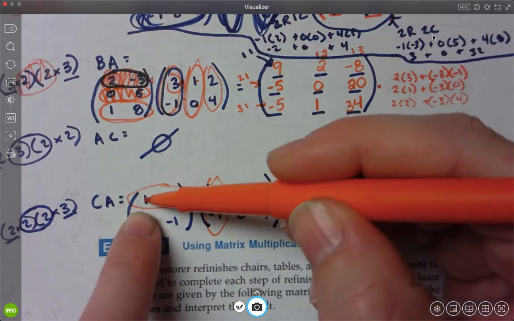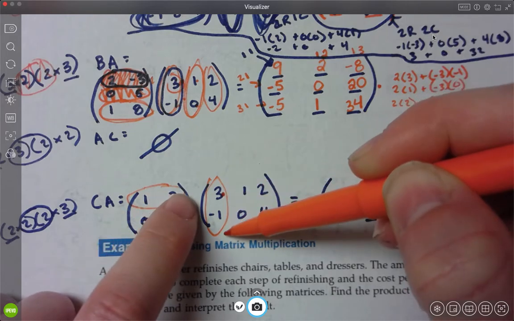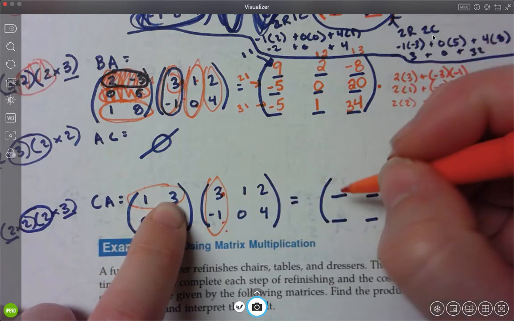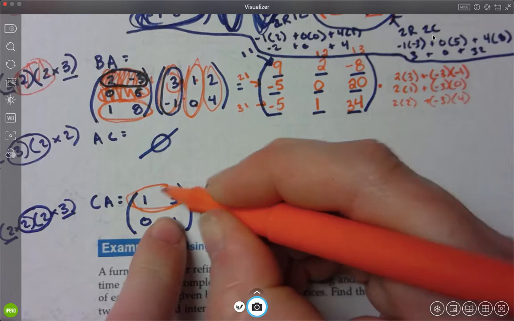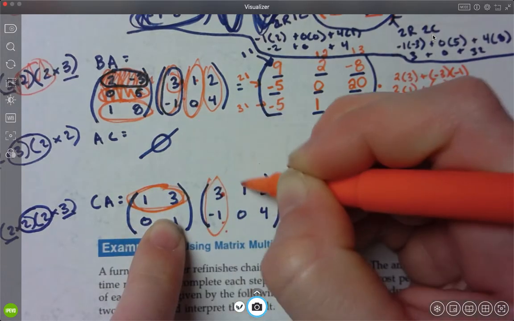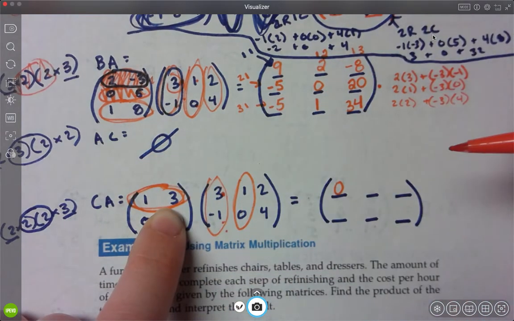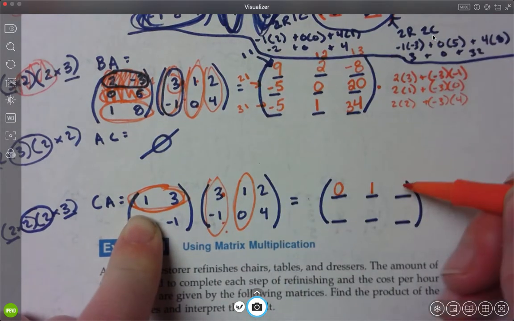1 times 3 is what I do first. 1 times 3 is 3, and 3 times -1 is -3. So I have a positive 3 and a -3 that I'm adding together, and that is 0. Okay. Then I do, this is row 1, column 2. So I do row 1 times column 2. Okay, 1 times 1 is 1, 3 times 0 is 0, so I have 1 plus 0, which is just 1.